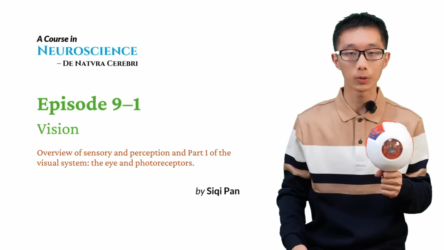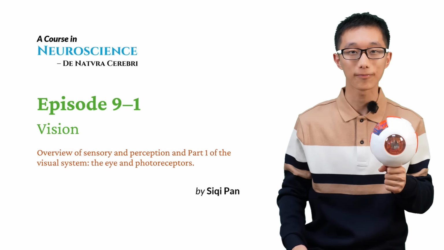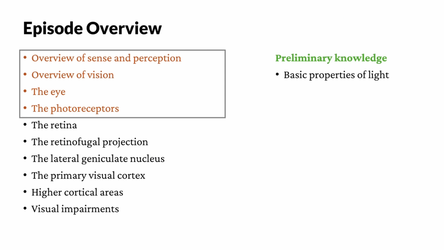We have now formally entered the world of sensory and perception. In this episode, we're going to take a look at, well, obviously, vision. Let's take an overview of this episode. First, we're going to learn about sensory and perception in general, and then take a look at vision. Then, we're going to get into the details about the eye and the photoreceptor cells. In the later episodes, we will cover the next steps of vision, sense, and perception.